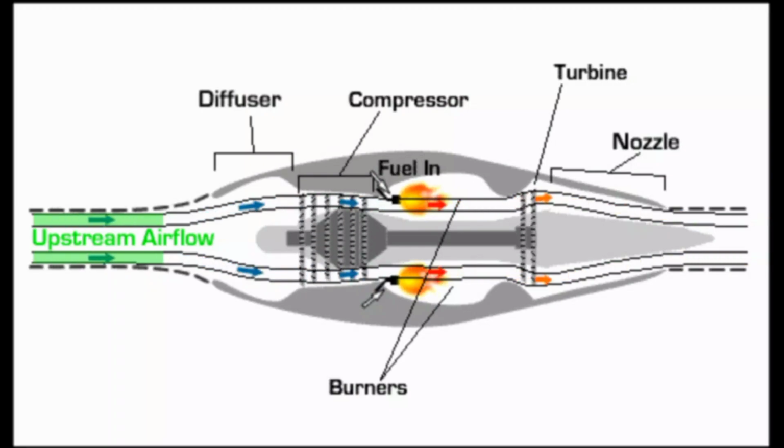Step 5, exhaust nozzle. The exhaust nozzle is the last part of the jet engine. The gas energy left after the turbine is converted into jet velocity and thrust is generated here. So here is how a jet engine works.